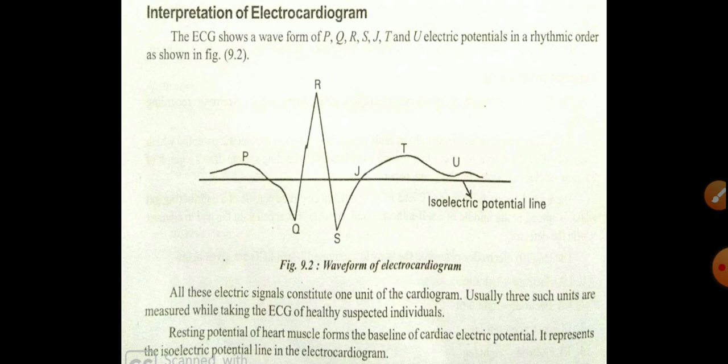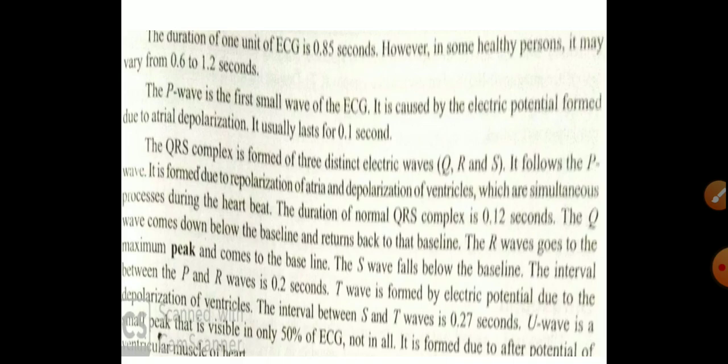The resting potential of heart muscle, as I have told, is 8 millivolt. It forms the baseline of the cardiac electric potential. It represents the isoelectric potential line in the electrocardiogram. The duration of one heart unit is 0.85 seconds. However, in some healthy persons it may vary from 0.6 to 1 seconds.